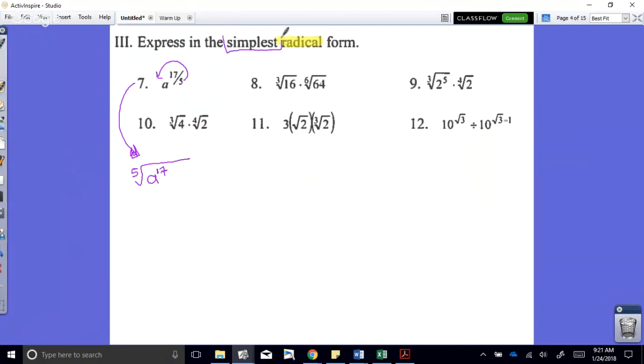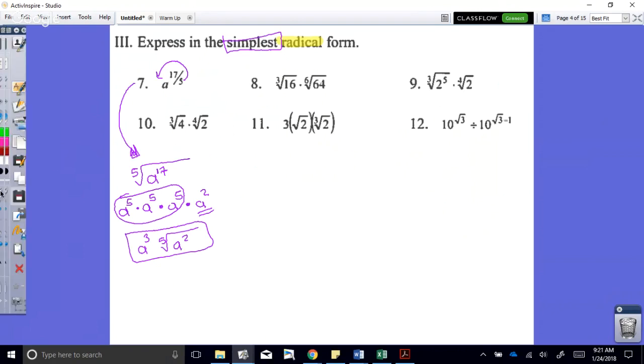It is talking about the word simplest. So we now have to see if we can take anything out of this. Are there groups of 5 in 17? So to get to 17, I have 5. Another a to the 5th would be 10. Another a to the 5th would be 15. From 15, we need 2 more. Okay, all even groups of 5 come out. So we're going to bring out 1a, 2a, 3a's, which is an a to the 3rd. And then the 5th root of a to the 2nd is what is left.